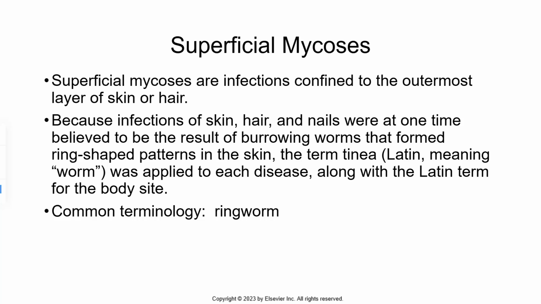Superficial mycoses are infections confined to the outermost layer of the skin. Because infections of the skin, hair, and nails were at one time believed to be the result of burrowing worms that formed ring-shaped patterns in the skin, the term tinea, in Latin meaning worm, was applied to each disease, along with the Latin term for the body site. Common terminology: ringworm.